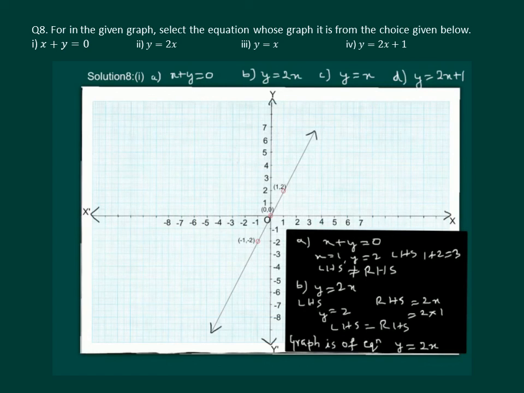Also, it is worth noticing that all the 3 points will not satisfy y is equal to x, and they will also not satisfy y is equal to 2x plus 1. So we can say that the given graph is not of the equation y equal to x or y equal to 2x plus 1.